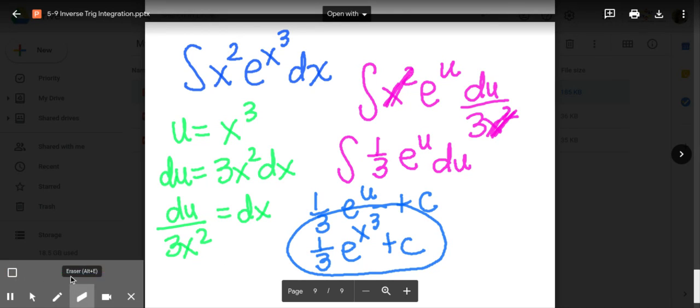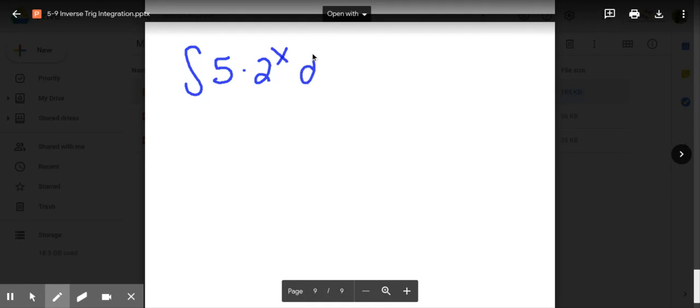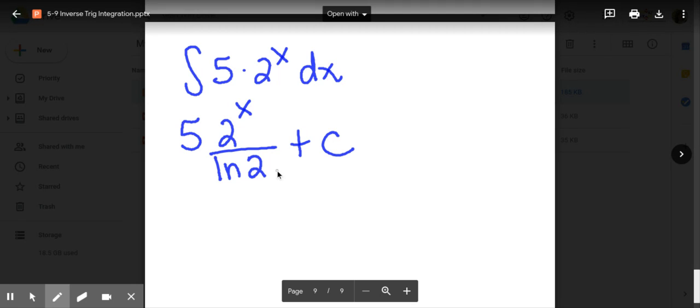All right, and then the last one I want to do is an example of the a to the x. All right, so let's say I had this one. We'll just do a pretty simple one because we hardly ever do anything really complicated with these. So my antiderivative here, I keep my coefficient. The antiderivative of 2 to the x is going to be itself, 2 to the x, and then I have to divide by ln of 2, and then add a plus c, and that's all there is to that.